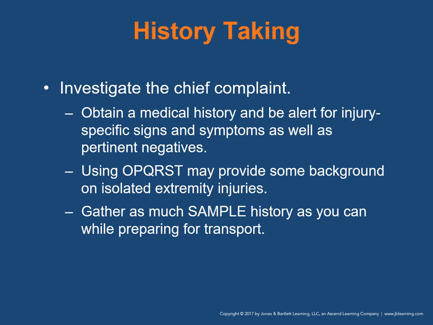Now we'll discuss history taking. Investigate the chief complaint. Obtain a medical history and be alert for injury-specific signs and symptoms as well as any pertinent negatives. Using OPQRST may provide some background on isolated extremity injuries. Any information you receive will be very valuable if the patient loses consciousness. If the patient is not responsive, attempt to obtain history from other sources such as friends, family members, medical identification jewelry, and cards in wallets. Gather as much SAMPLE history as you can while preparing for transport.